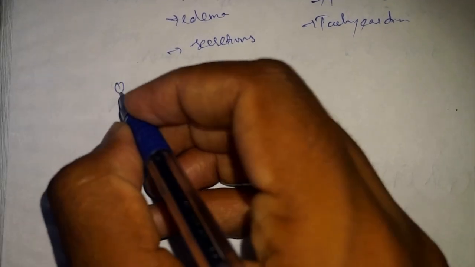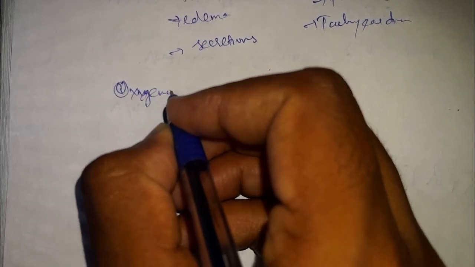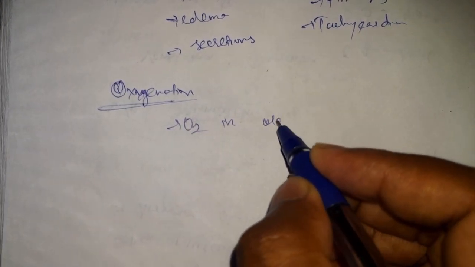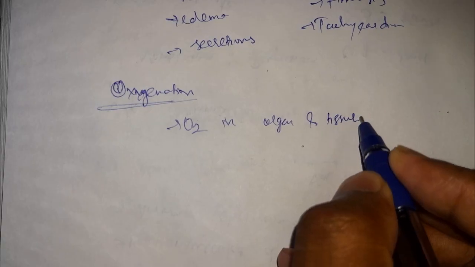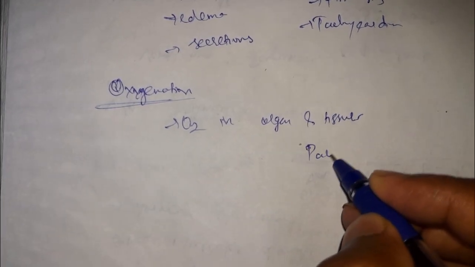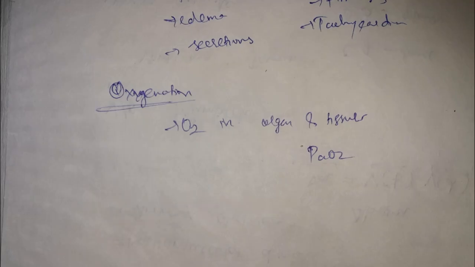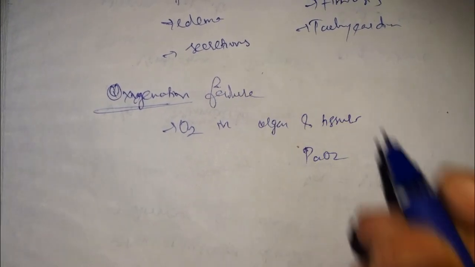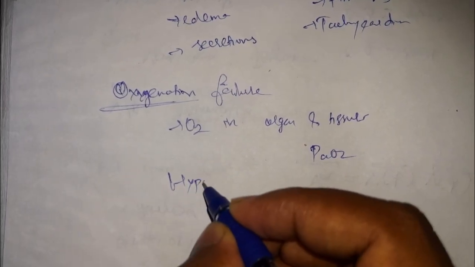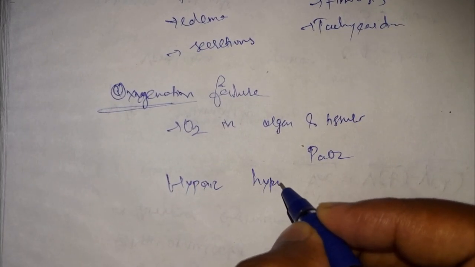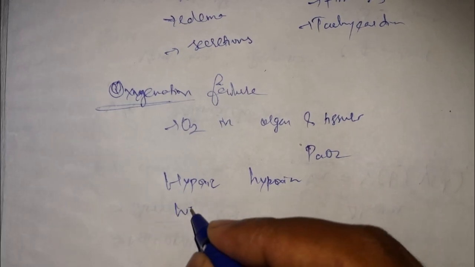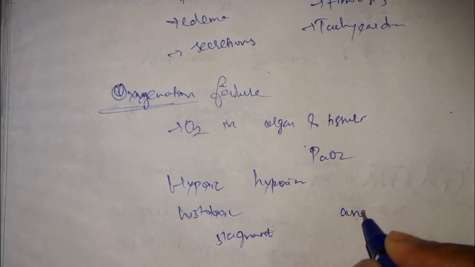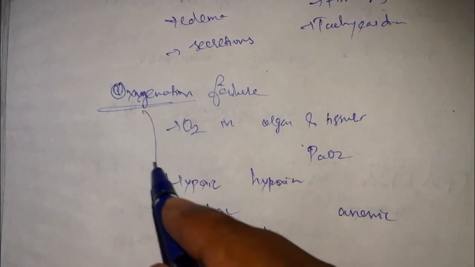And also we have oxygenation failure. It is due to reduced O2 in organs and tissues, even when the partial pressure of oxygen is normal. So it is known as oxygenation failure. It has four types: hypoxic hypoxia, histotoxic hypoxia, stagnant hypoxia, and anemic hypoxia. These four types are there in oxygenation failure.